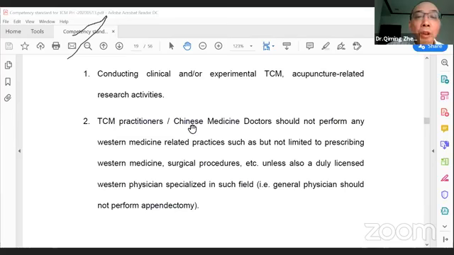TCM practitioners, Chinese medicine doctors, should not perform any Western medicine-related practices, such as but no limit to prescribing Western medicine, surgical procedures, unless also a duly licensed Western physician specialized in such field. So generally, physicians should not perform appendectomy also.